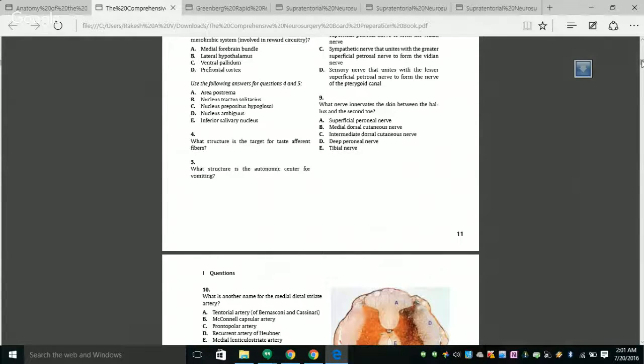Well, I agree with you. I would also choose nucleus tractus solitarius. Okay. And the fifth question asks, what structure is the autonomic center of vomiting? Yeah, this also I think I know. Area postrema. Right, this is the area postrema. I completely agree. You also agree with area postrema.